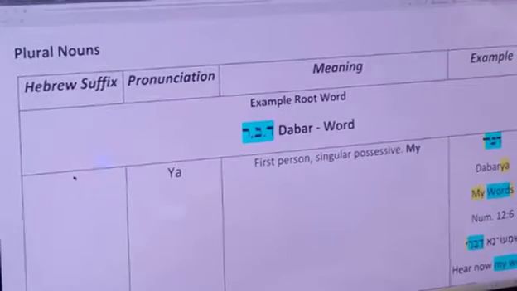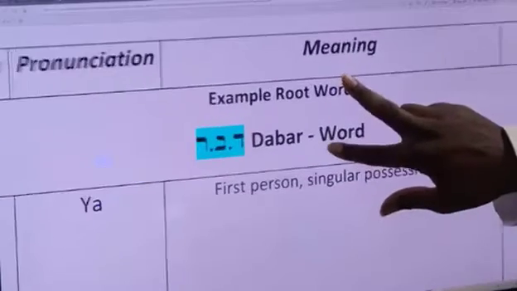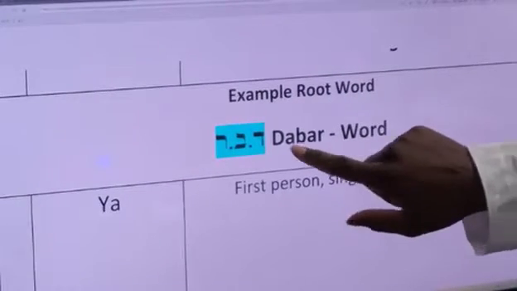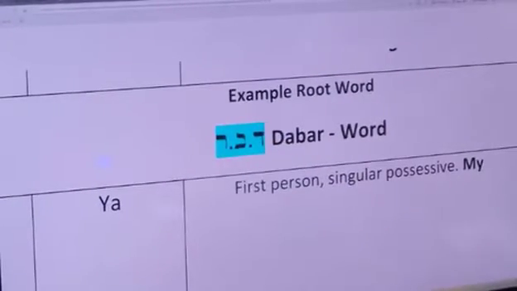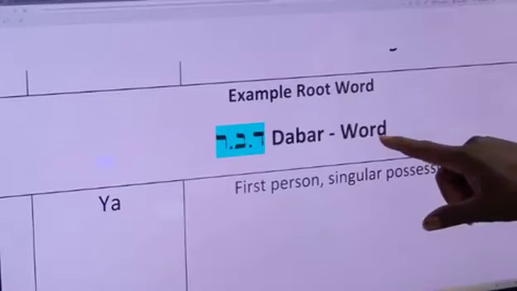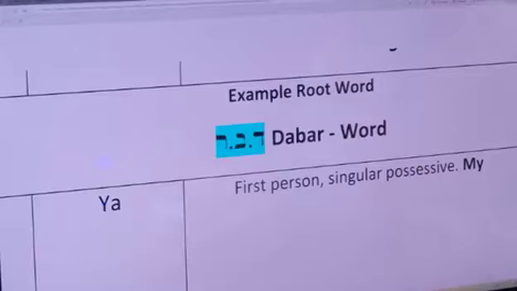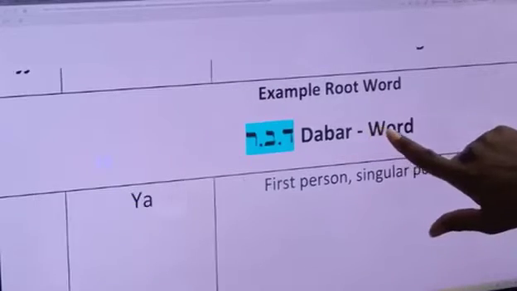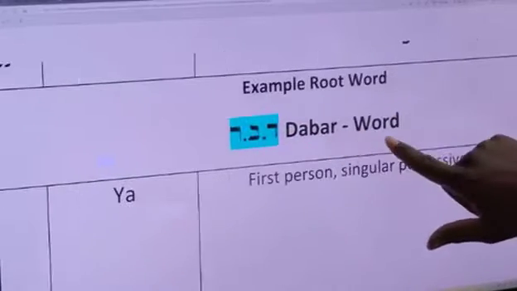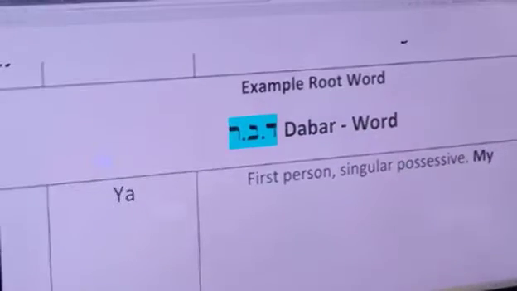Okay? So our root word example comes by way of the Hebrew word dabar. Now the Hebrew word dabar can be translated as a word, a thing, or a matter. But we're going to deal with the translation word.